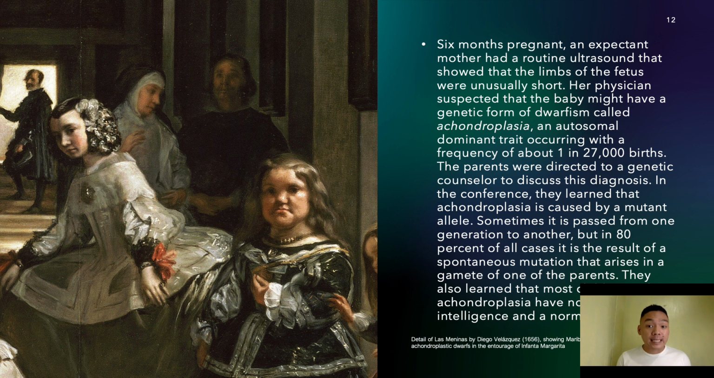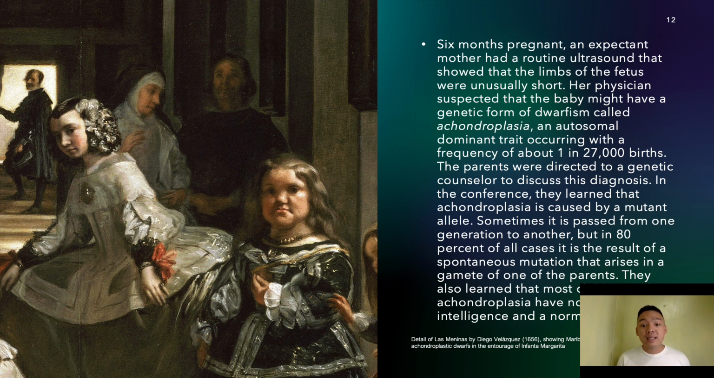Six months pregnant, an expectant mother had a routine ultrasound that showed that the limbs of the fetus were unusually short. Her physician suspected that the baby might have a genetic form of dwarfism. We call it achondroplasia, an autosomal dominant trait occurring with a frequency of about 1 in 27,000 births. The patients were directed to a genetic counselor to discuss this diagnosis.